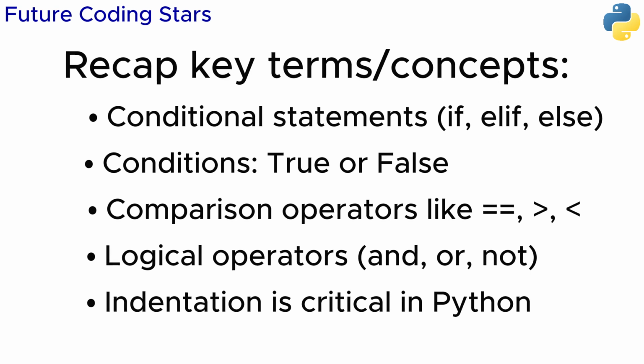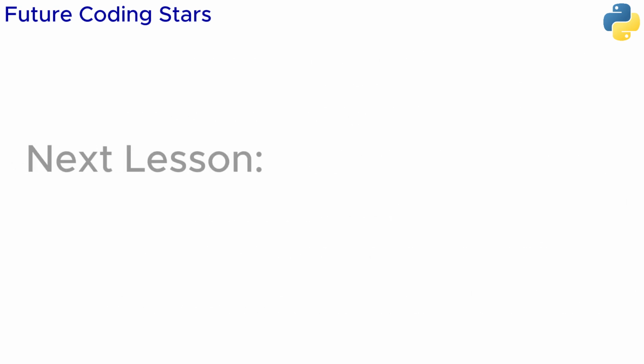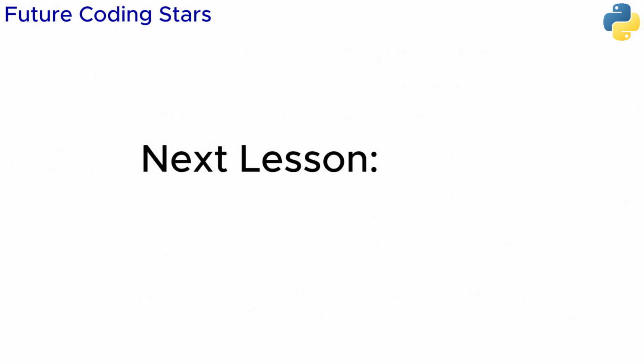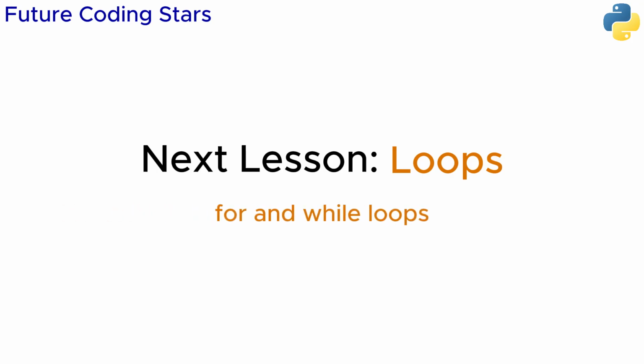Now, making decisions is powerful, but what if you want your program to repeat actions, like do something 10 times or do something until a certain condition is met? That's where loops come in. In our next video, we'll explore for and while loops to make your code perform repetitive tasks effortlessly.